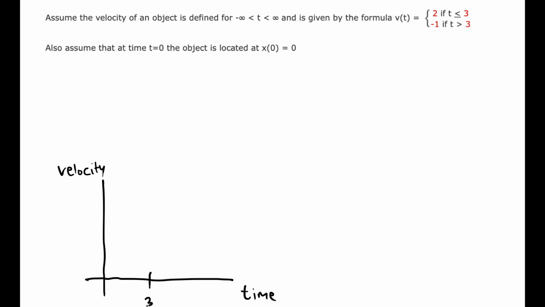Three is an important time. Now what happens at 3 is there's going to be a value of velocity equal to 2 leading up to when the clock strikes 3 seconds. And even when the time is 3 seconds, the value of the velocity is still 2. Then suddenly it jumps to a new value of -1.